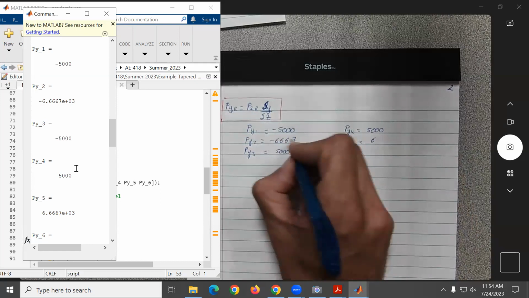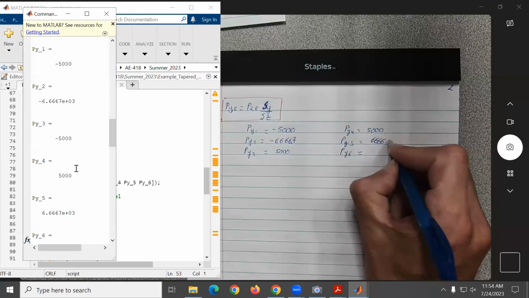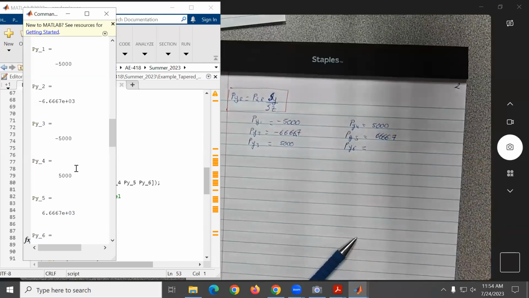Yeah, I measured 160 over here. That's what I was paying attention. 6,666.7. And the last one will be again 5,000 for Py6.